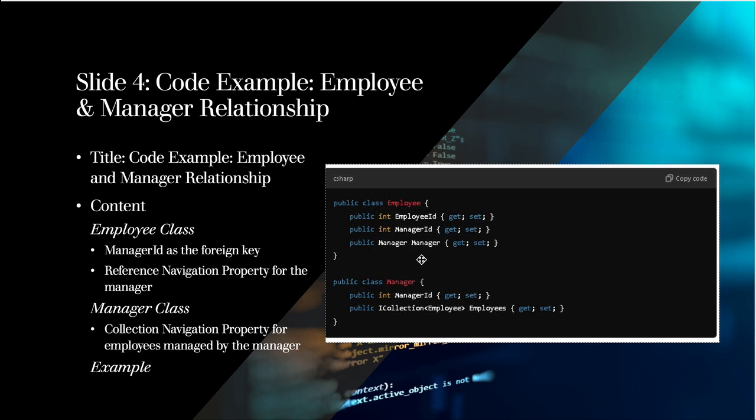So here is what the code looks like. This is how we establish a one-to-many relationship between the manager and the employee in Entity Framework Core.